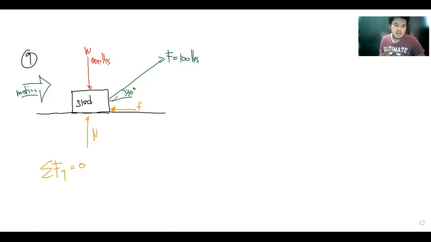So the force will have its x component, and also it has the y component, Fy. The force components are given as follows: Fx is equal to 100 cosine of 30 degrees, and then Fy would be 100 sine of 30 degrees.